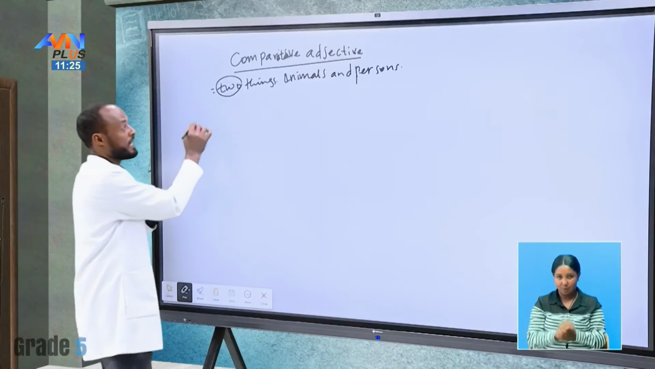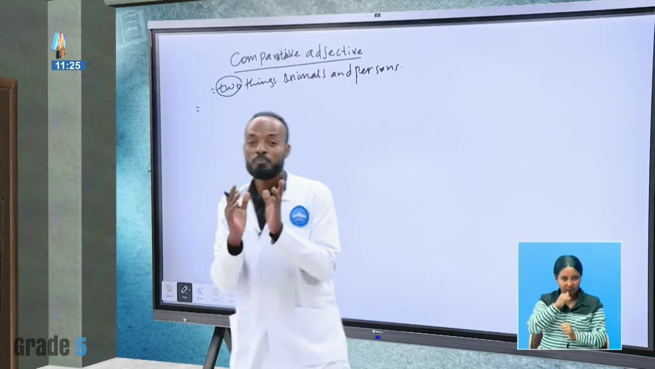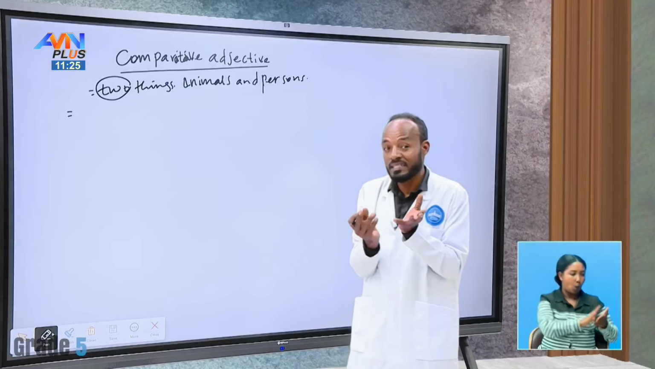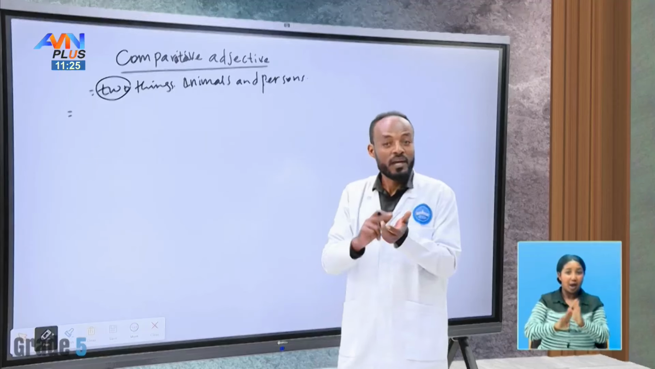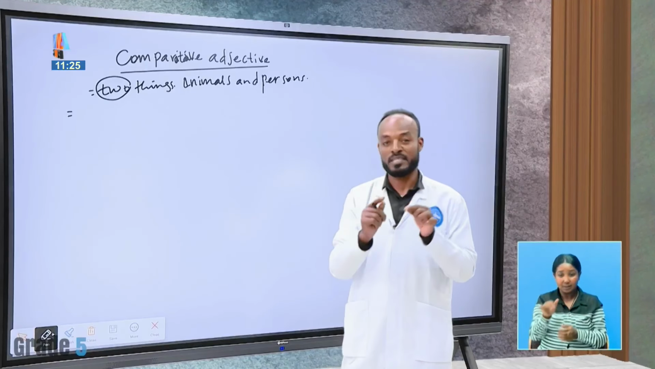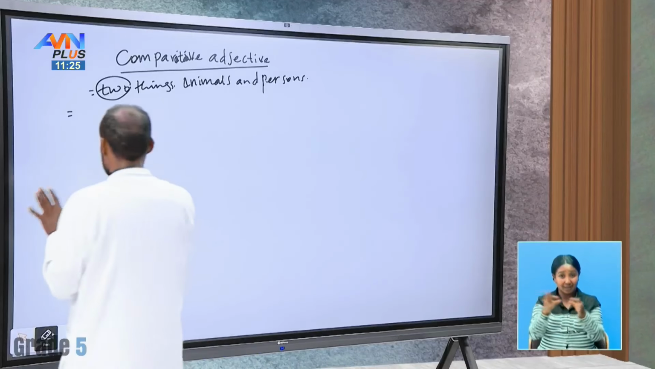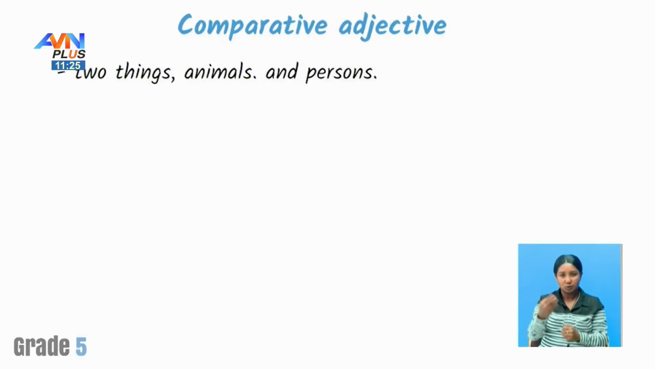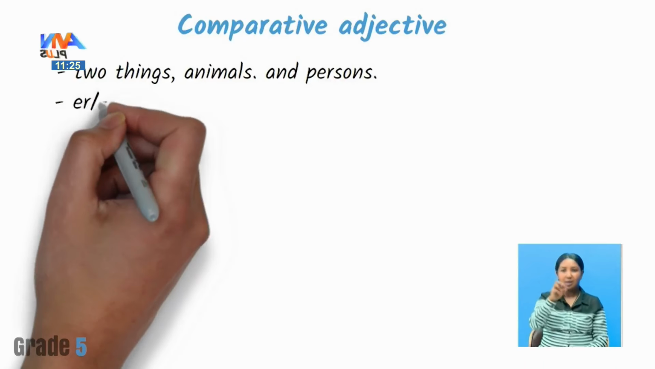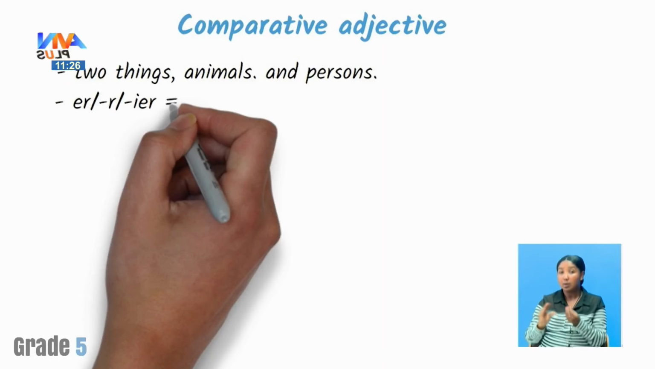And also you can compare yourself with another person because we're talking about two things. In this sense, we can use comparative adjectives if you are comparing some qualities like height, weight, age, and so forth. If they are the same or not the same. If they are not the same, in this sentence, normally we can use what? ER, or maybe R, and also IER, depending on the given word.